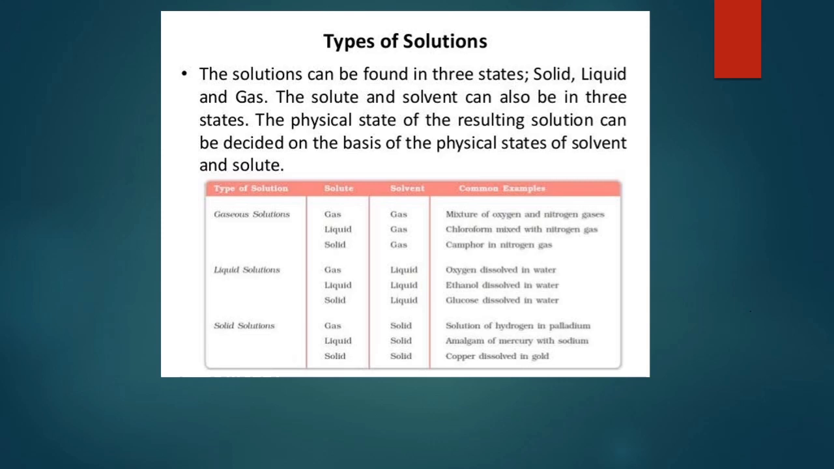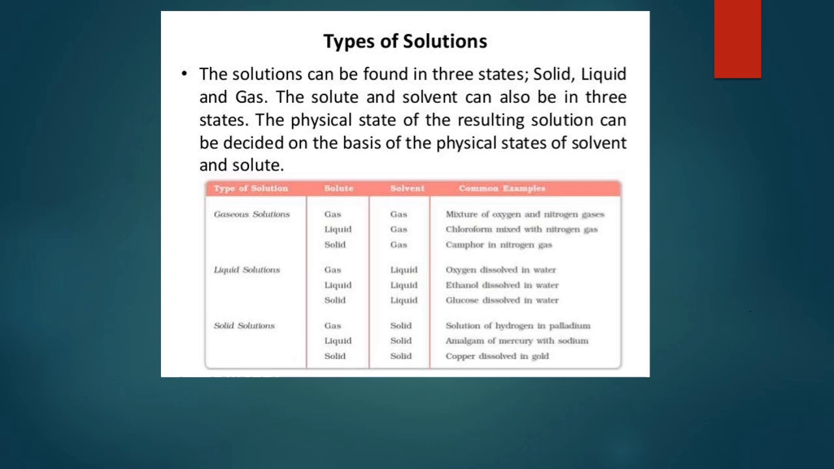So a solution can be in three states, that is solid, liquid and gas. The solute and solvent can also be in three states. Solute can be in three states, solvent can be in three states. The physical state of the solution can be decided only on the basis of the physical state of the solvent. And the solute, who is deciding the physical state? That is decided by the solvent.